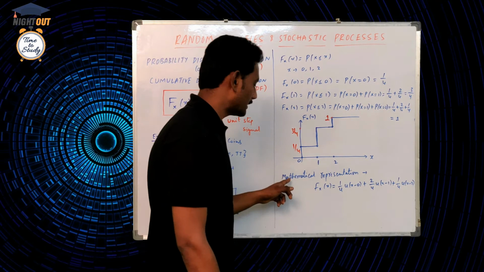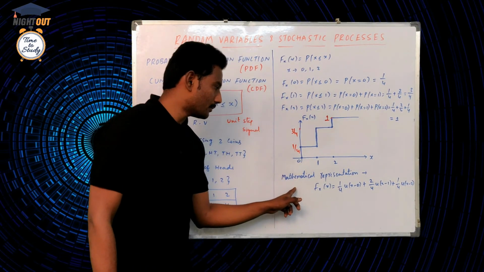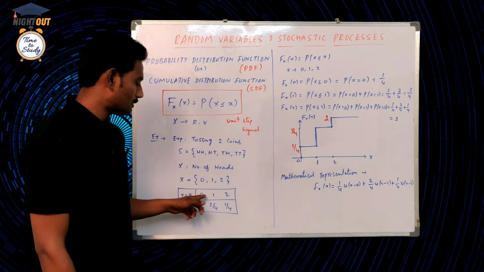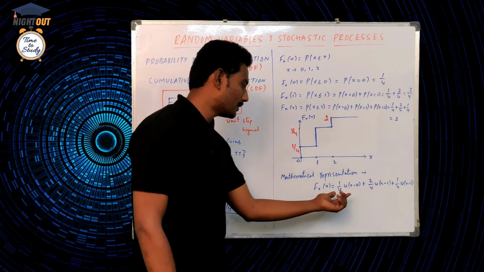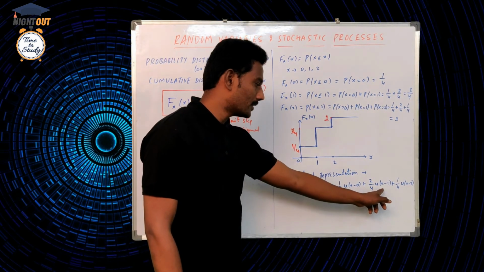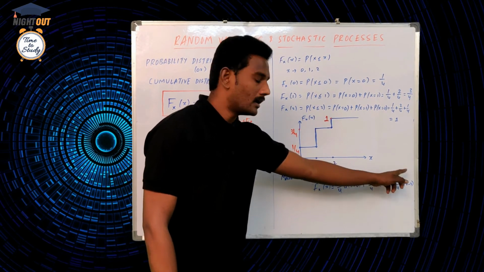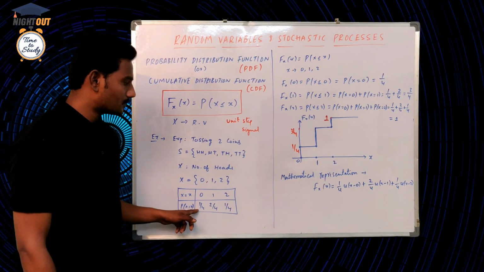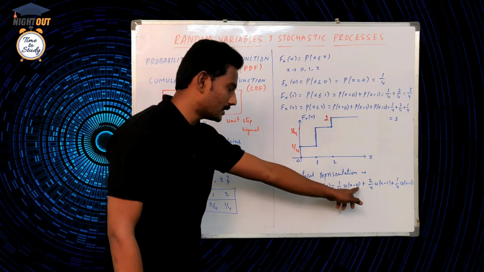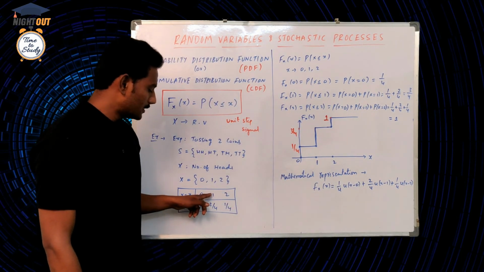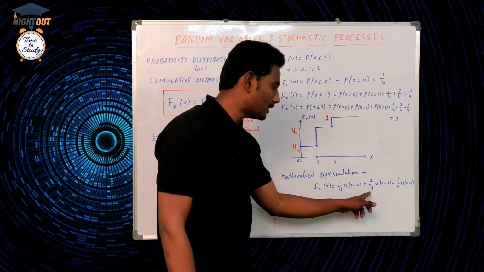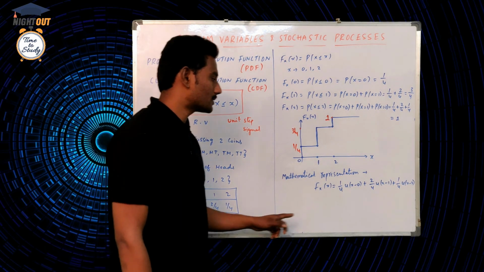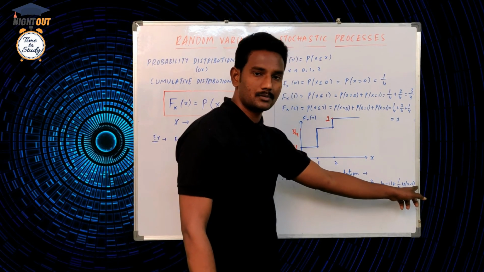Now we are mathematically representing this distribution function by using a unit step signal. Here the values are 0, 1, 2. That means we are representing it by using u of x minus 0, u of x minus 1, u of x minus 2, and the magnitudes are simply their probabilities. At 0 the probability is 1 by 4, so 1 by 4 into u of x minus 0, plus at 1 the probability is 2 by 4, so 2 by 4 into u of x minus 1, and finally at 2 the probability is 1 by 4, so it is 1 by 4 into u of x minus 2.